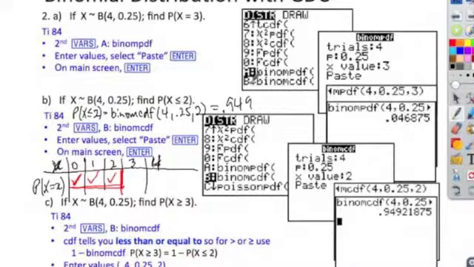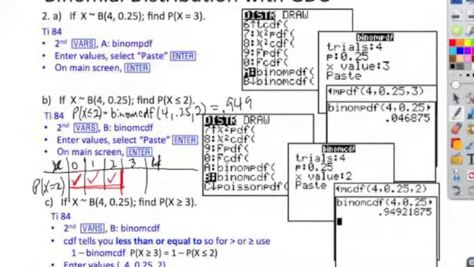Now the next one, again, the information is the same. X is distributed binomially with four trials. Probability of success is 0.25 on each trial. Now find the probability that x is greater than or equal to 3. So using the same table as above, with the same outcomes, 0, 1, 2, 3, 4.